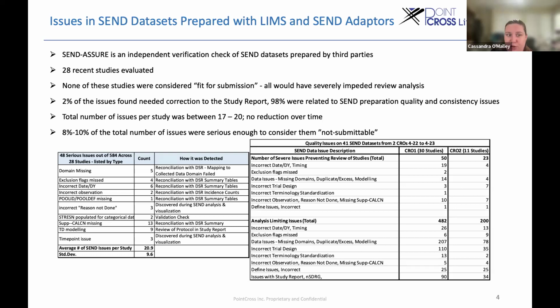And if you look below, we've taken a selection of, on the left-hand side, these 28 studies. We found that there were approximately 21 SEND issues per study. And on the right-hand side, we selected 41 datasets performed by 2 different CROs. There was a total from one CRO, over the course of 30 studies, of 482 errors over those 30 studies.